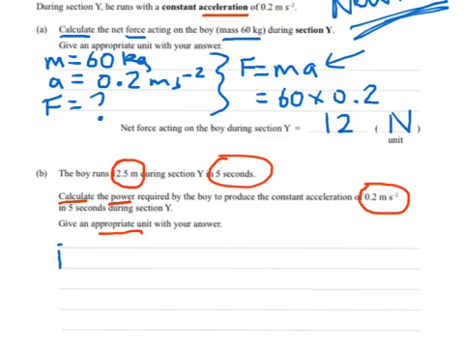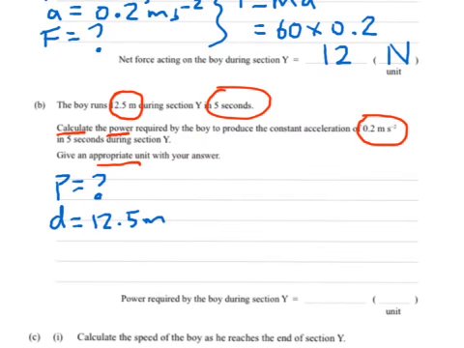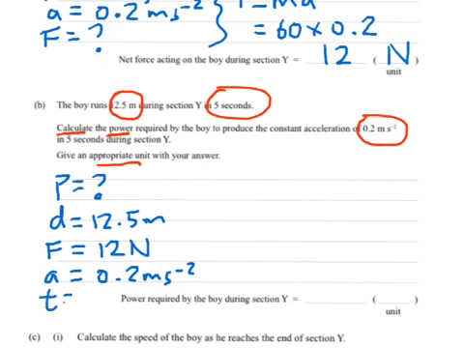Okay, so we're trying to find the power. Power is question mark, and the units. We know the distance covered is 12.5 meters. We know from the previous question the force that's applied during this time, which is 12 newtons. And we know the acceleration, which is 0.2 meters per second squared. And we also know the time, which is 5 seconds.